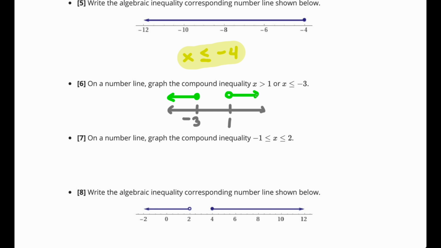It could either be less than or equal to -3, or it could be greater than 1. So it could be either of those. If it's an "and," then there has to be overlap, and if there's overlap, then that's what the answer is. In this case, we don't care about the overlap.